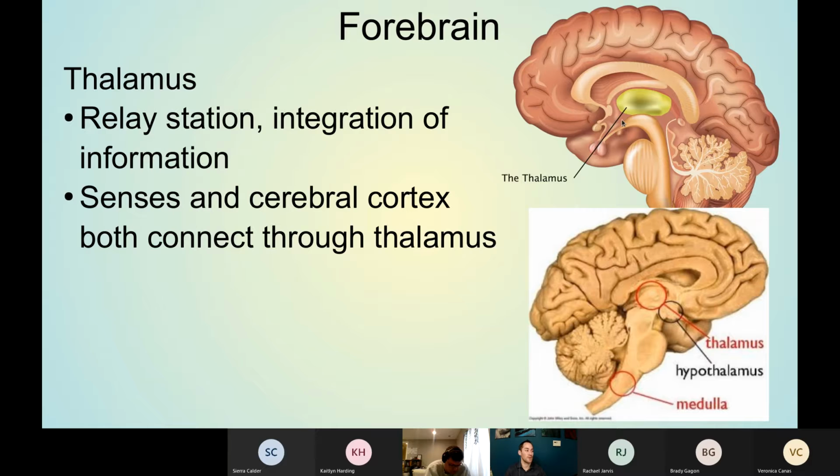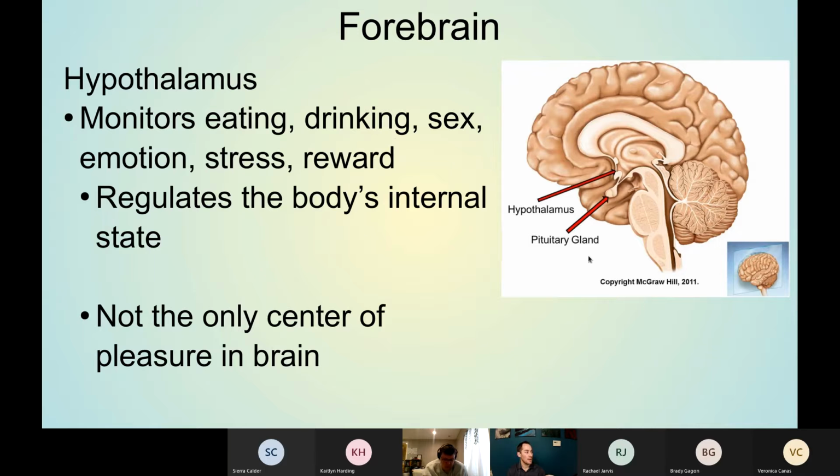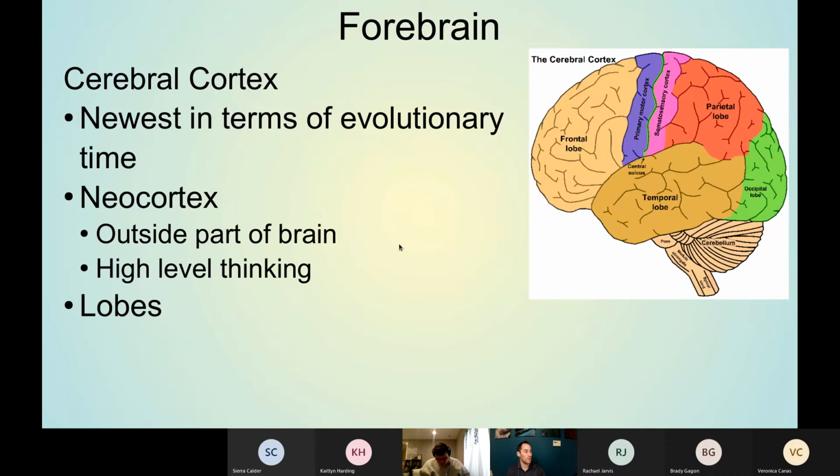The thalamus is a relay station. It integrates information from the senses. Also, portions of it get information from hormones in the body. Basal ganglia is picking up hormones as well. Some of your habitual behaviors are basically started from the basal ganglia. And then hypothalamus, like I mentioned, is one of your body's motivation centers, one of the reward or pleasure centers of the brain. It's not the only one, but the hypothalamus is really important for that.